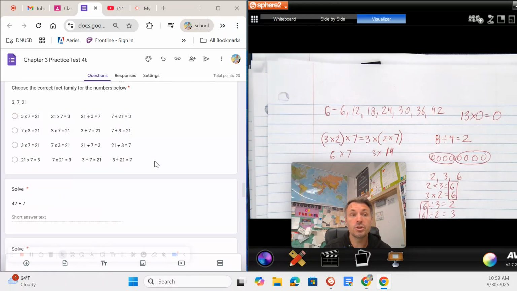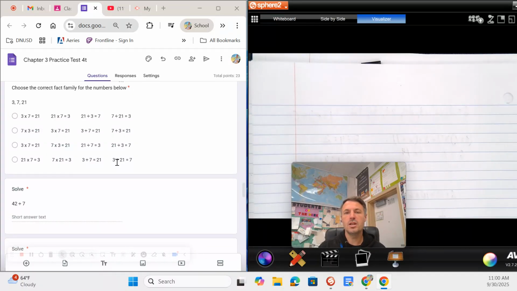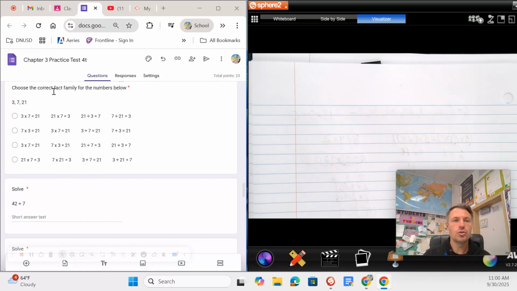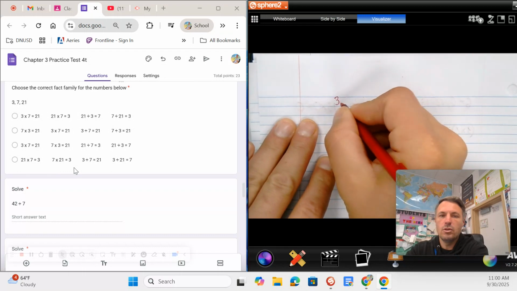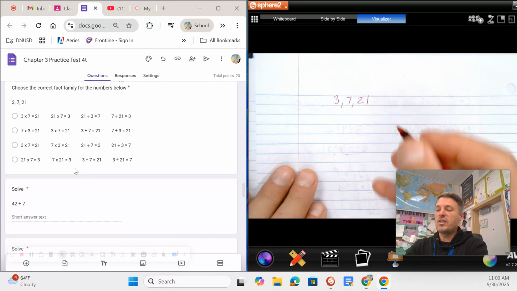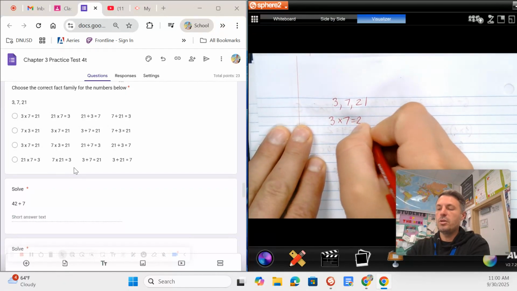Okay, we're through with the vocab now. I'm going to turn this over so I have lots of room to do each of these problems. And the first one says, choose the correct fact family for the numbers below. So let's first make that fact family on our times table chart. The fact family for 3, 7, and 21, the first one would be 3 times 7 equals 21.